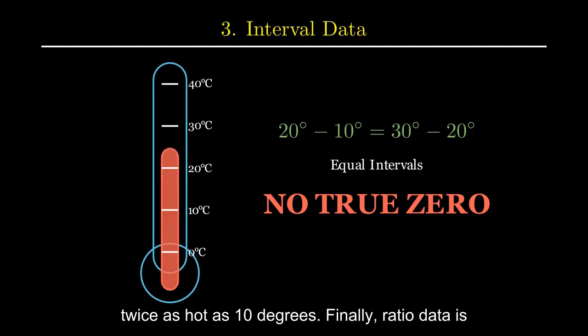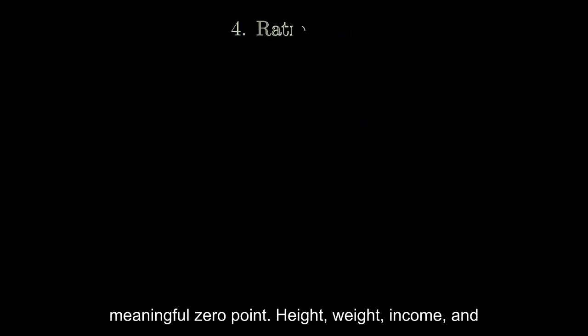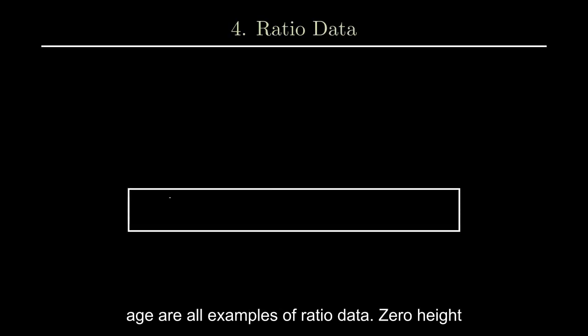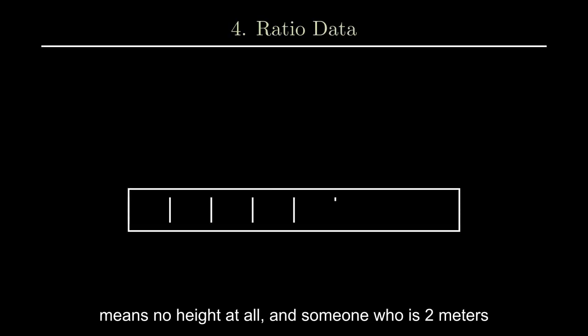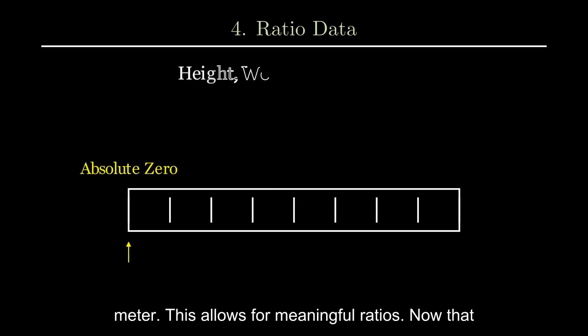Finally, ratio data is the most informative type. It possesses all the characteristics of interval data, order, equal intervals, but critically it has a true, meaningful zero point. Height, weight, income, and age are all examples of ratio data. Zero height means no height at all, and someone who is 2 meters tall is indeed twice as tall as someone who is 1 meter. This allows for meaningful ratios.